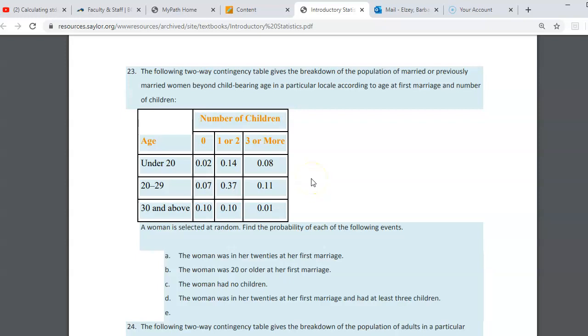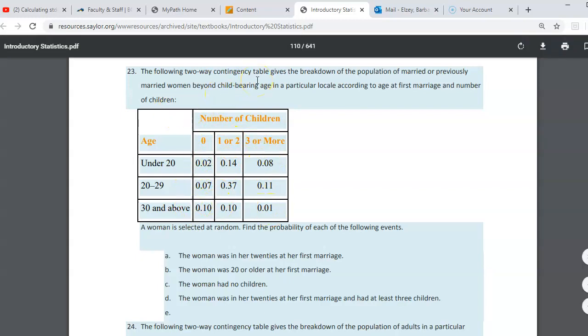In this example, we're going to look at something called a two-way contingency table. A two-way contingency table just contains probabilities broken into categories. Notice this table: we have the number of children, whether someone has 0, 1 or 2, or 3 or more children, and the ages, under 20, 20 to 29, and 30 and above, and the probabilities out to the side.